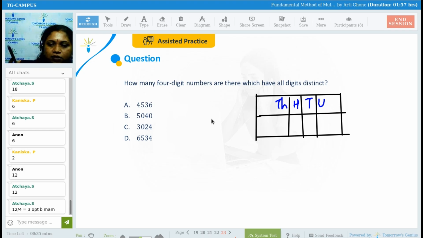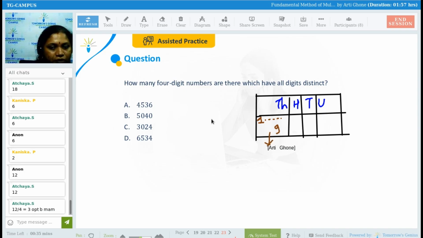How many 4-digit numbers are there? So see, we'll start with the thousands place. Whenever there is a digit filling problem, normally we start with the units place. But I'll suggest that in the next examples onwards, start with the highest place. Okay. Now how many options are there to fill the thousands place? 1 to 9, right?